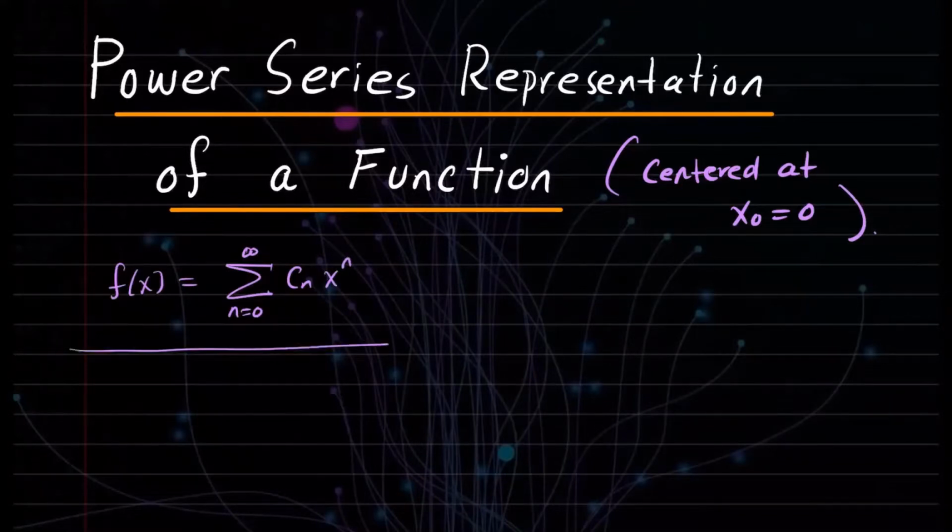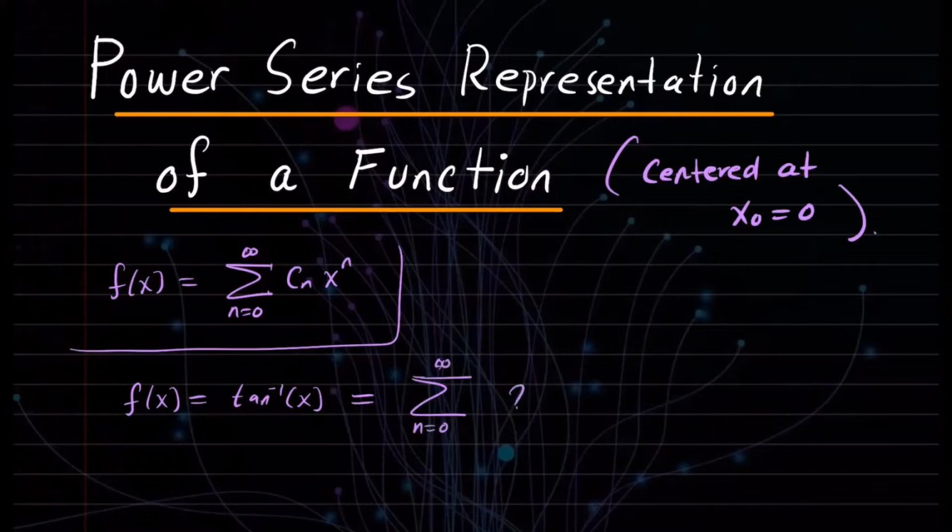So we want to do that for the following function. So let's take a look at this function. Say f of x is equal to tangent inverse of x. And I want to write this as a power series, n equals 0 to infinity of what goes in there. So we want to write it that way.